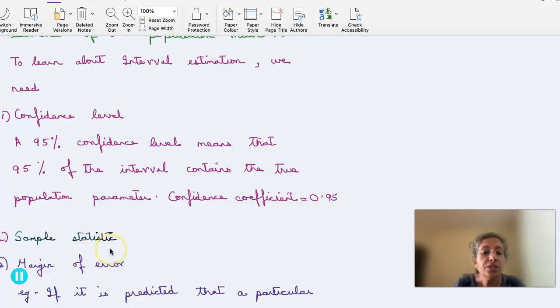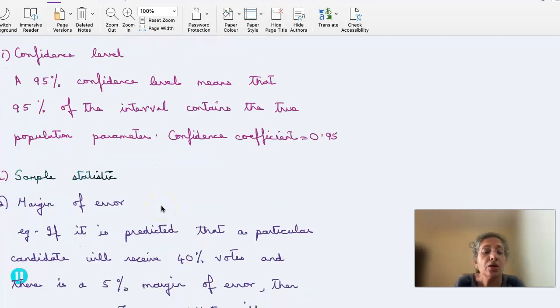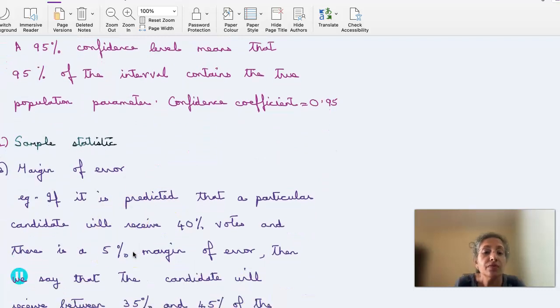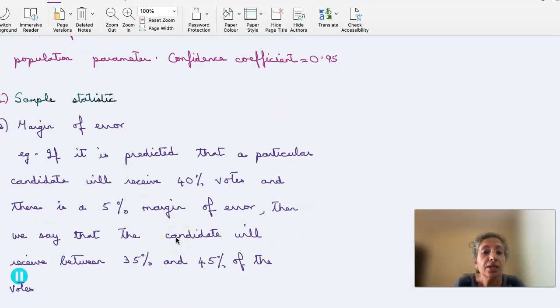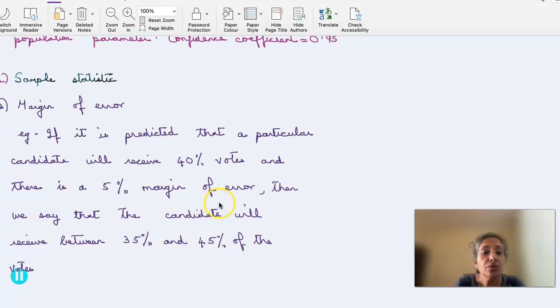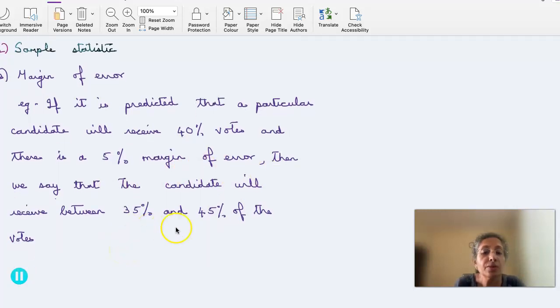And then you have sample statistics. I've already explained what is meant by sample statistic in the earlier part of the class. Now coming to margin of error. I'll explain this through an example. If it is predicted that a particular candidate will receive 40% of the votes and there is a 5% margin of error, then we say that the candidate will receive between 35% and 45% of the votes. So you can see that we are adding 5% to either side of 40. So you get 35% to 45%.